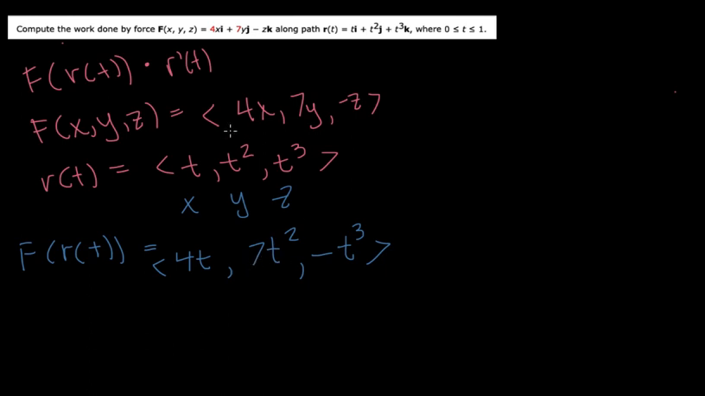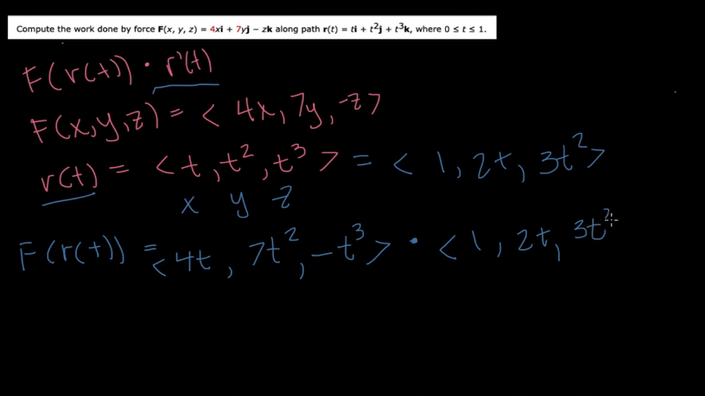Now, as you could tell from our formula, we want to do r prime of t. Here r prime of t would just be the derivative of each component. The derivative of t is just 1, the second one would be 2t, and the last would be 3t squared. So we would want to do the dot product here. It'd be our F of r of t, and then we do the dot product with our r prime, which is 1, 2t, 3t squared.